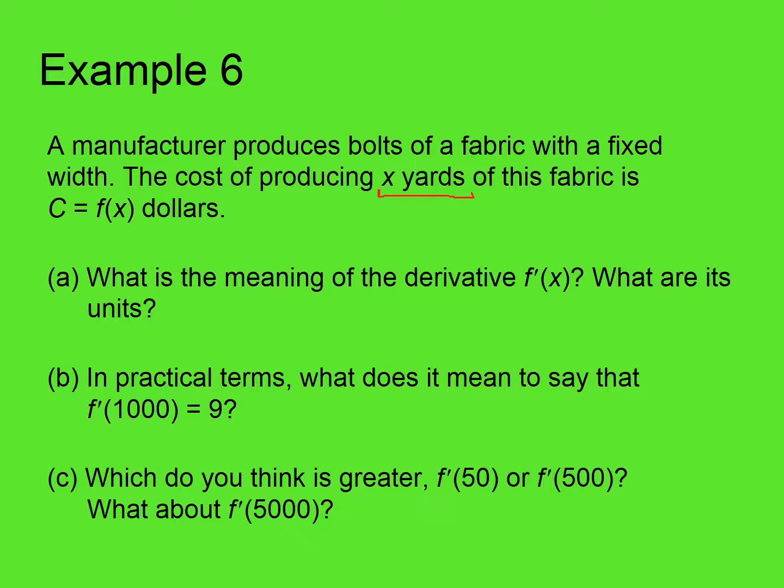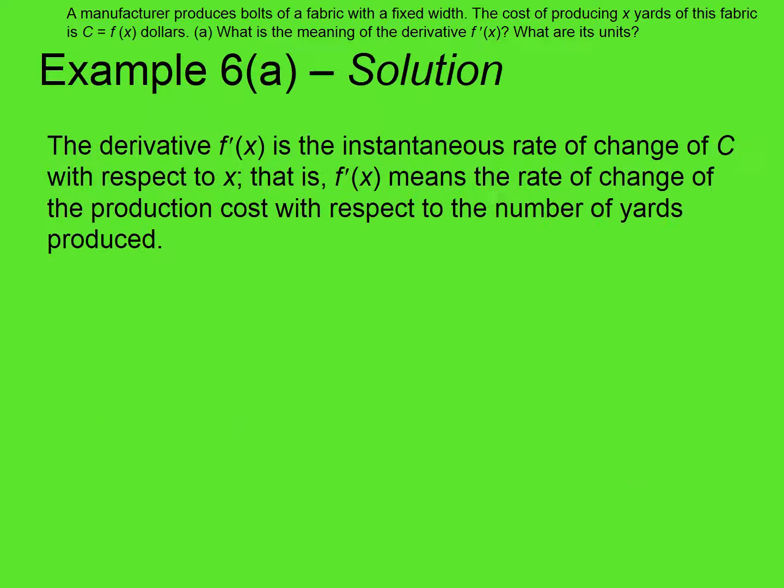So we've got this cost function, c equals f of x. What's the meaning of the derivative f prime of x? Well, it's going to be a rate of change. It's going to be an instantaneous rate of change of c, which is f of x, with respect to x. The instantaneous rate of change of cost with respect to the number of yards.